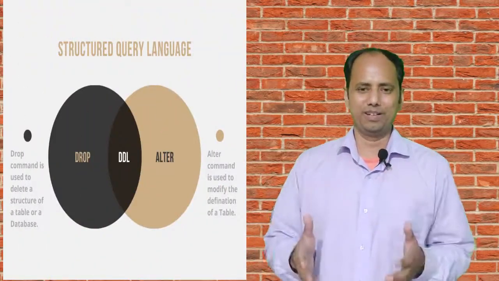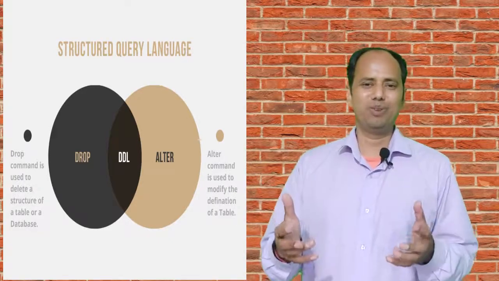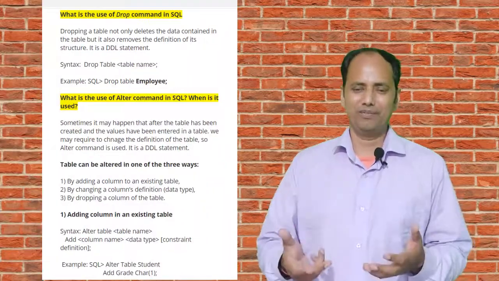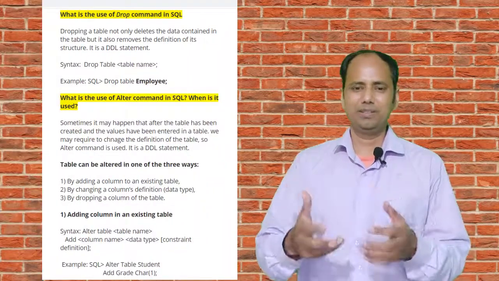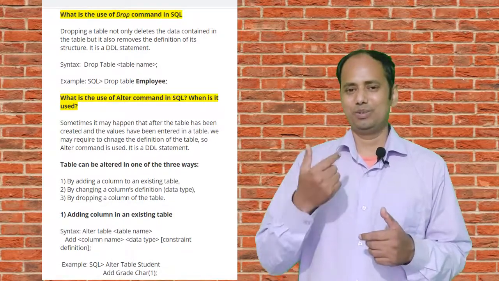Now let me talk about another data definition language command, the drop command. For example, we have made a structure of a table. Now we want to delete it permanently. So we will write this way, drop table and table name. And after that what will happen, this table structure will get deleted from the database. So this command is used when we want to delete the structure of a table.